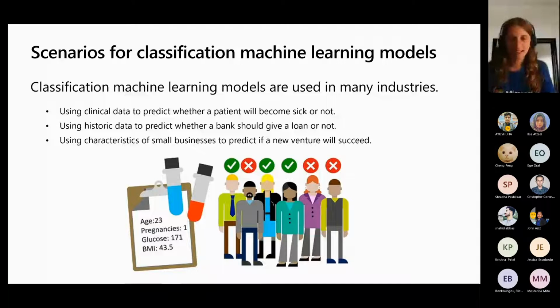Okay, perfect. Yeah, I was talking, sorry for that. So I was talking about the possible scenarios in which you can use a classification model, like health clinic scenario, financial scenario, or the third one is a business type of scenario. You can use characteristics of small business to predict if a new venture will succeed or not, for example. And these are all types of binary classification.